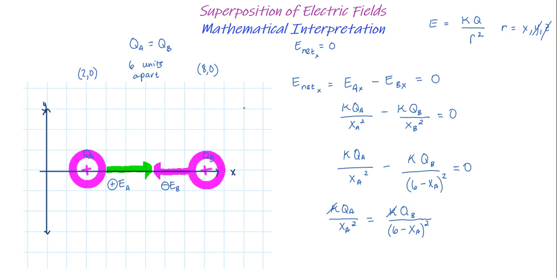I can factor it out. I've stated that QA and QB are the same, so I can factor those out. And now I'm left with these two expressions. And I'm going to take the reciprocal here, and so I'll be left with x sub a squared equals 6 minus x sub a quantity squared.